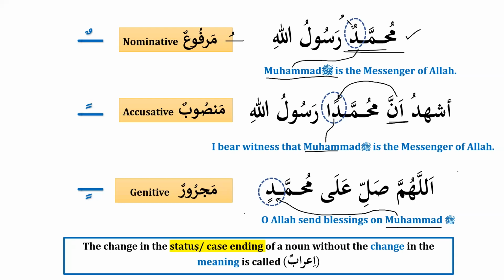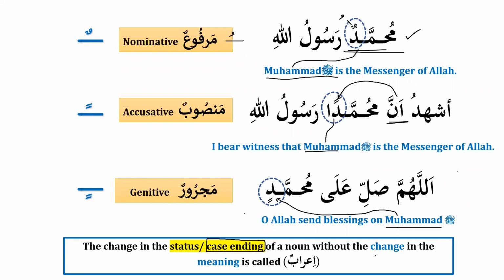So basically, the real meaning of i'rab is the change in the status, or the change in the case ending of a noun without the change in the meaning. That is the meaning that you should know. The ending of the noun will change, but the meaning will remain the same. The function will change. And that's why we call it status. And what's the meaning of status?